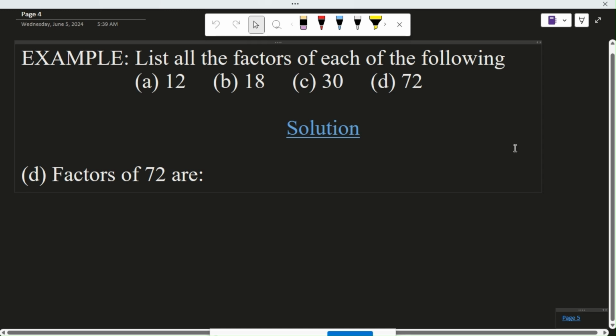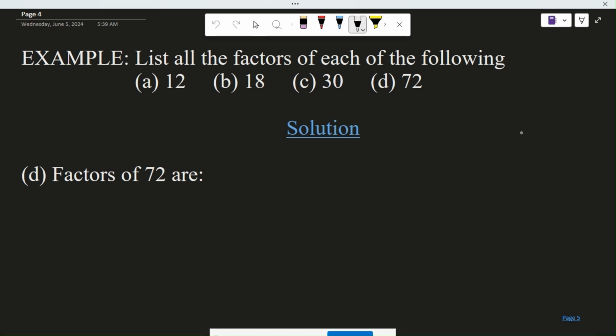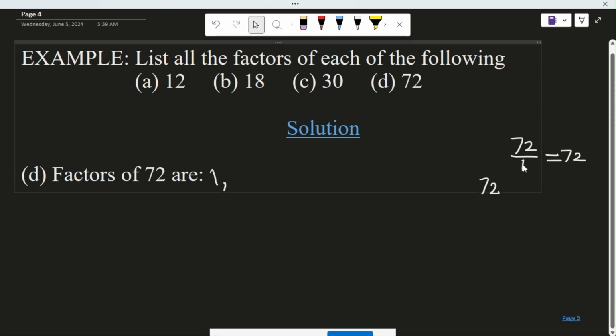which is D. Here we are considering the factors of 72. So we have 72 divided by 1, start from 1. Our outcome is 72. So we write our answer, 1, then we have 72, the outcome. Okay, after 1, we will attempt 2. Let's make use of 2 to divide 72.